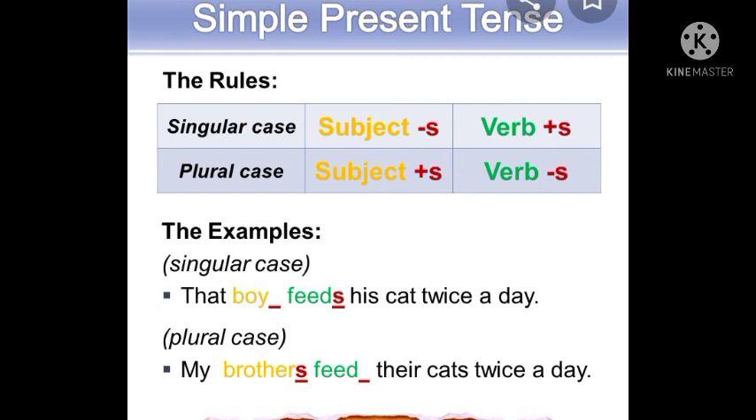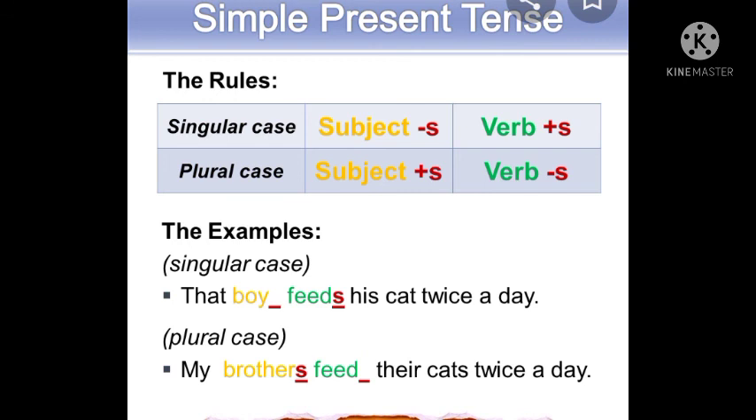So students, today's topic is Let's Try 5, and in this Let's Try 5 we have to pick the right verb to complete the sentence. So first of all we will learn the rules of simple present tense again. In singular case, if we have a singular subject, then we add s or es with the verb.